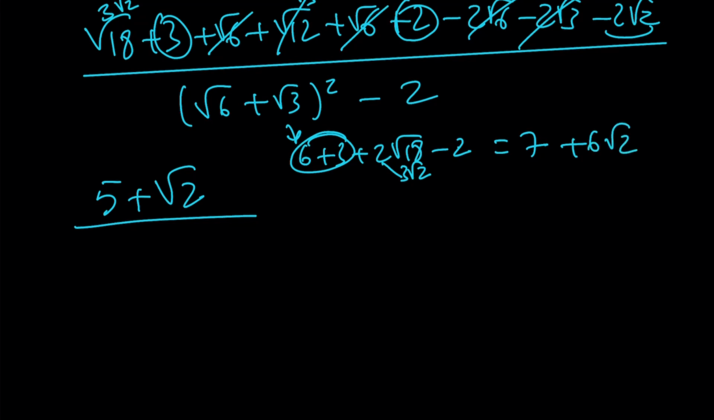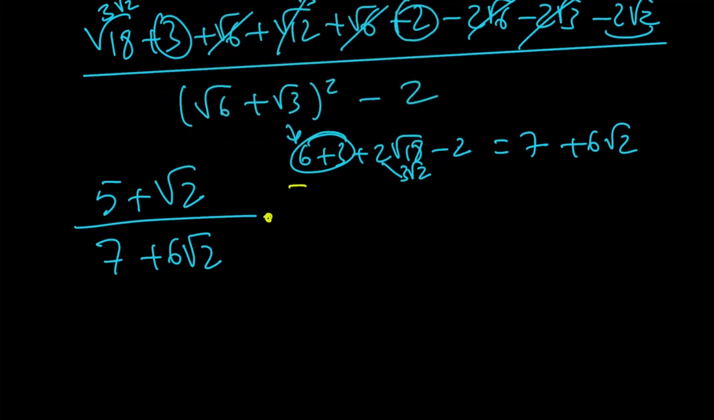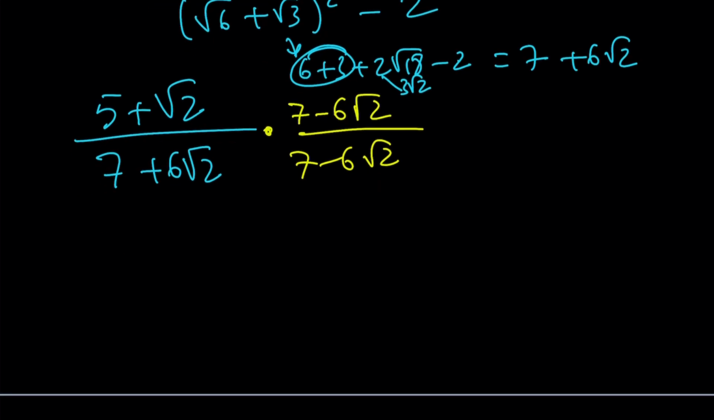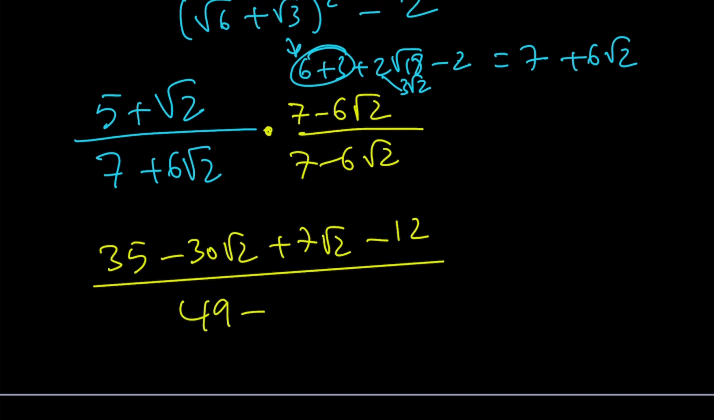So we're basically dividing this radical by another radical, and let's go ahead and rationalize the denominators one more time. Okay, now I'm using a 7 minus 6 root 2 divided by 7 minus 6 root 2. Okay, let's go ahead and distribute one more time and you'll be surprised. 35 minus 30 root 2 plus 7 root 2 minus 6 times 2, which is 12, divided by 7 times 7 is 49, minus 36 times 2, which is 72. That comes from difference of two squares.